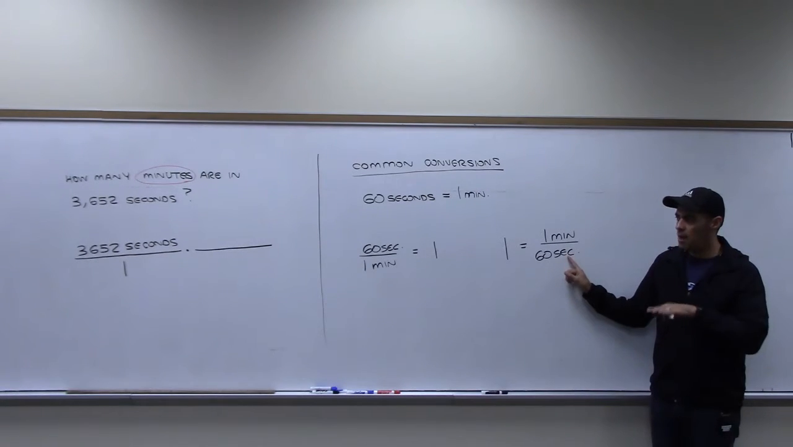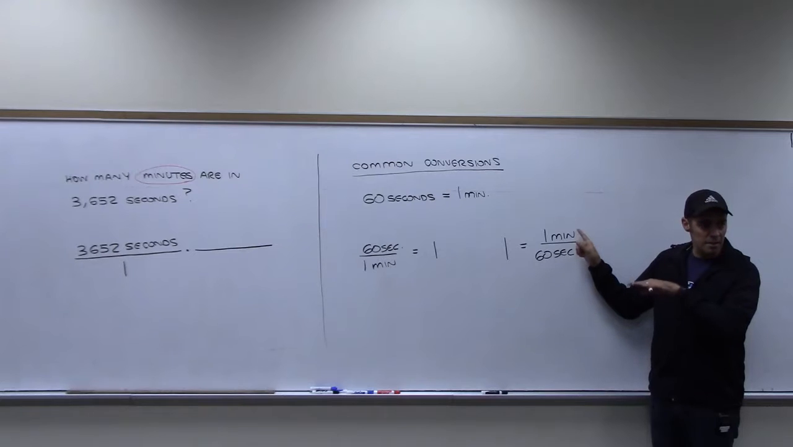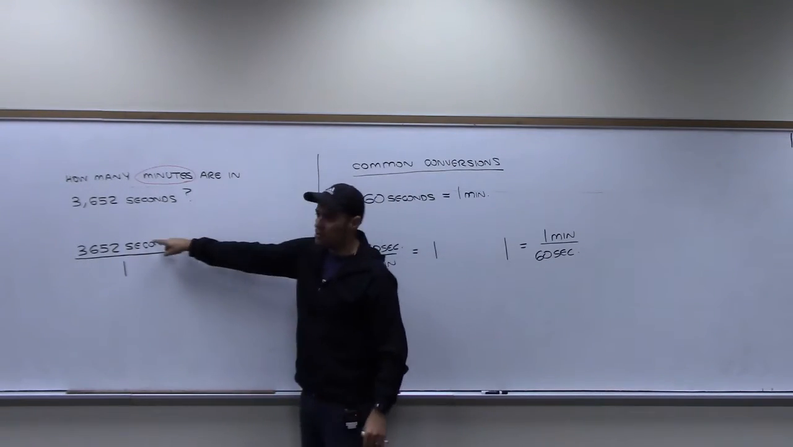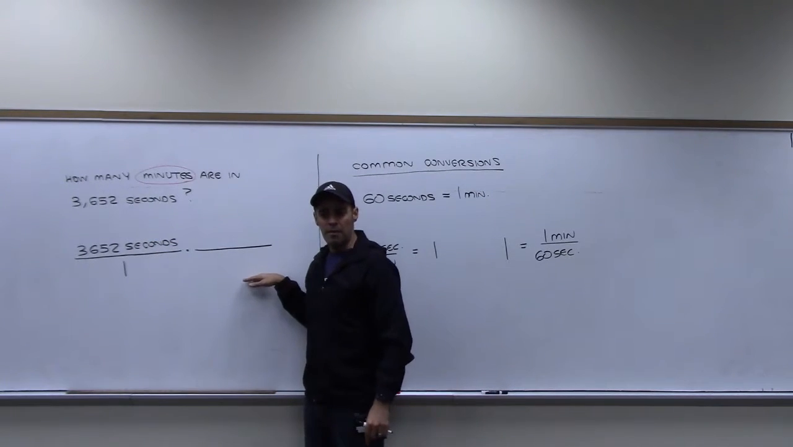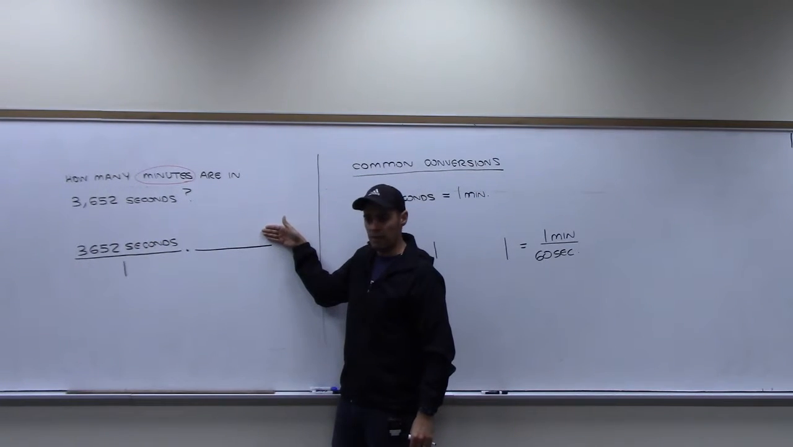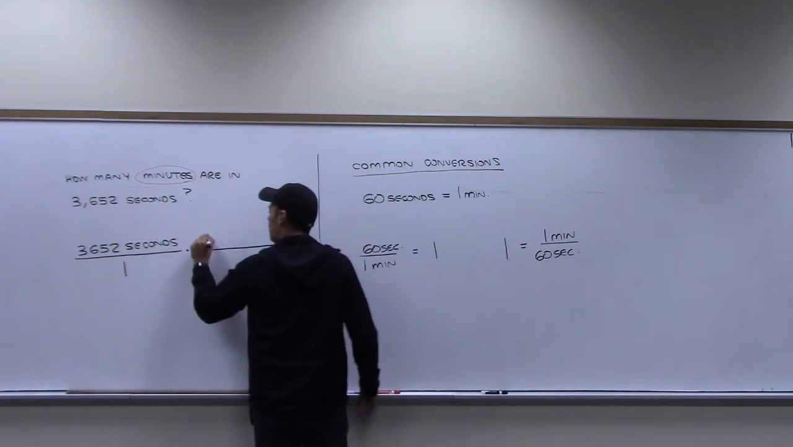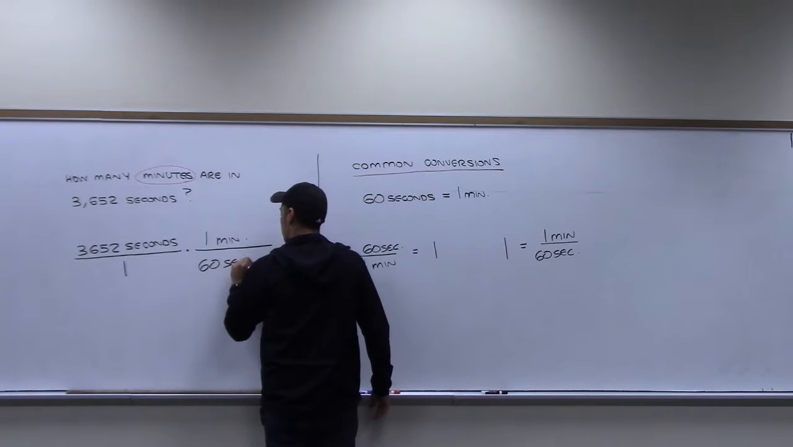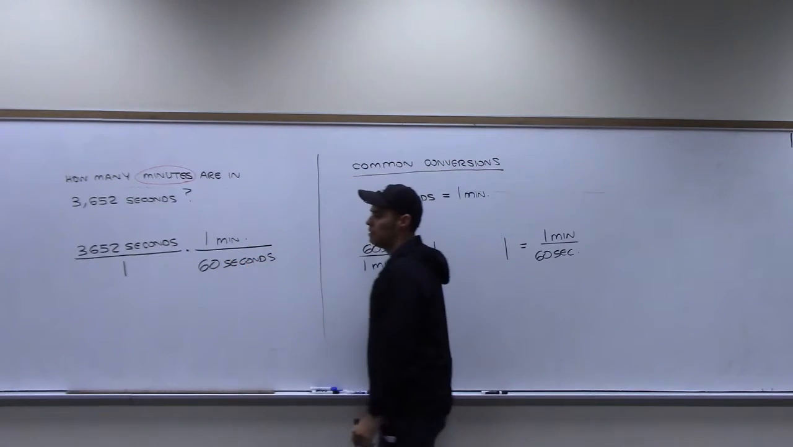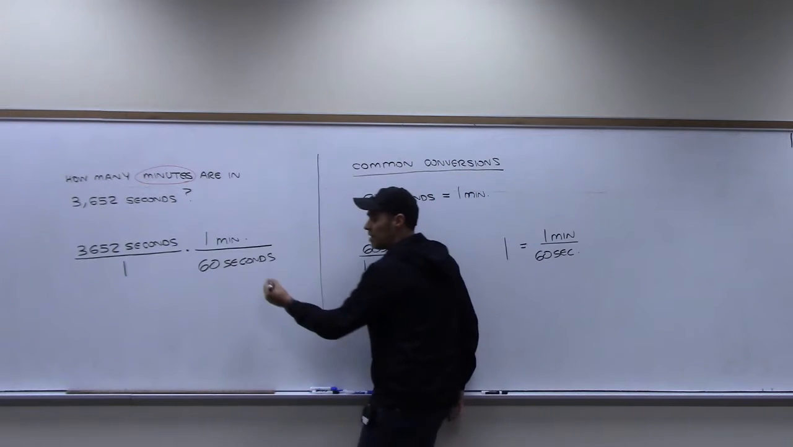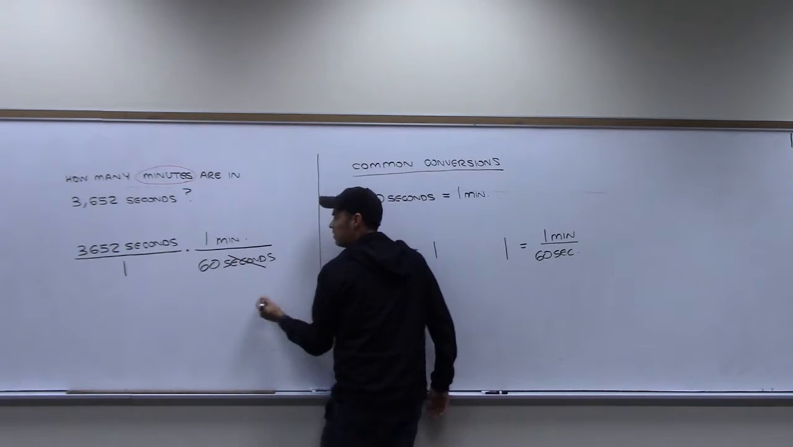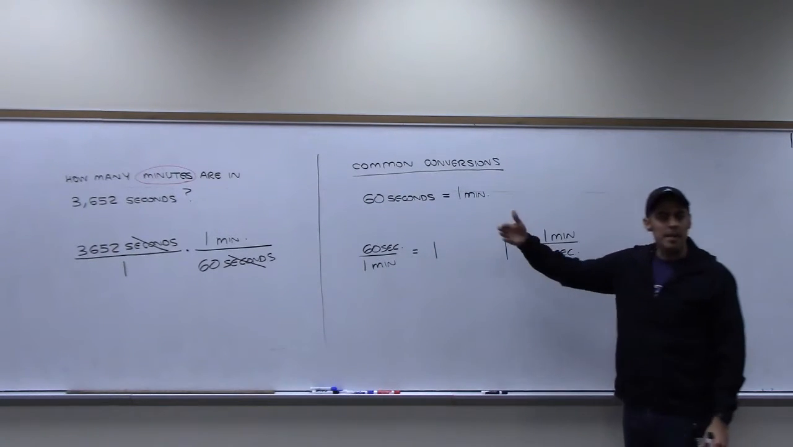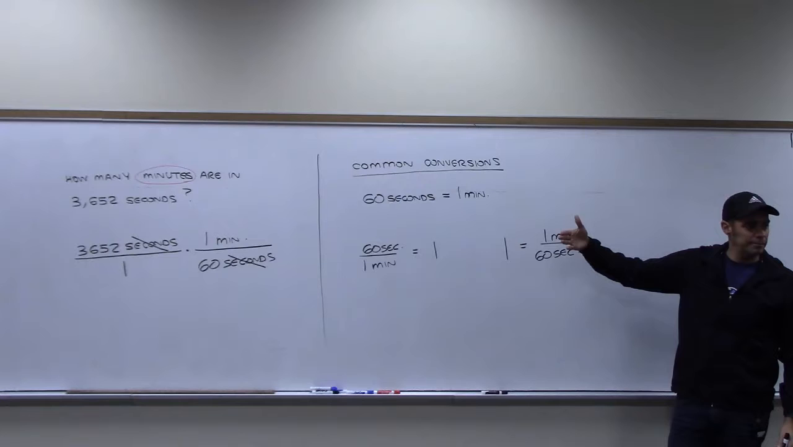See, the seconds are on the bottom and the minutes are on the top. With the seconds being on the bottom, it will cancel with the seconds on top, and then you'll have minutes on the top right here. So let me write that one down: 1 minute is 60 seconds. The seconds cancel, like the word seconds cancels with the word seconds. And see how the minutes is left? You have minutes on top.